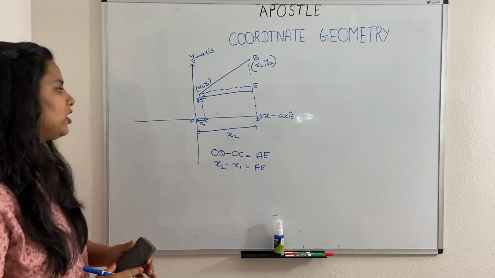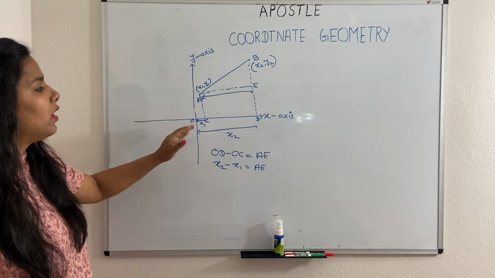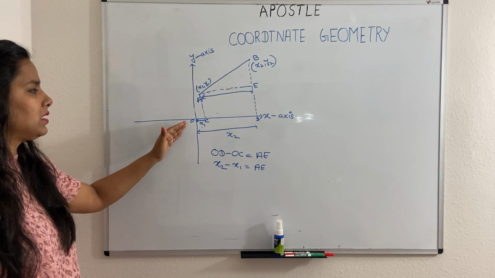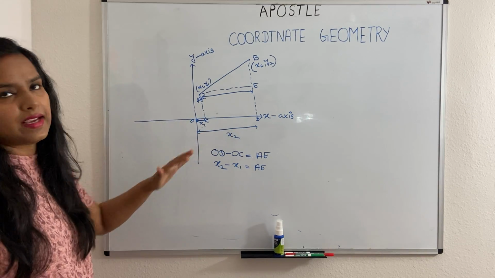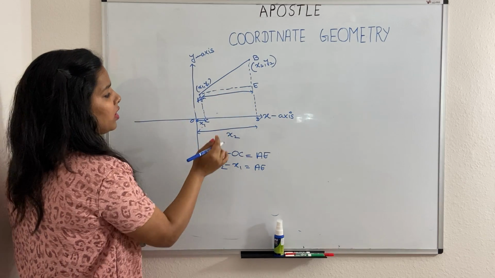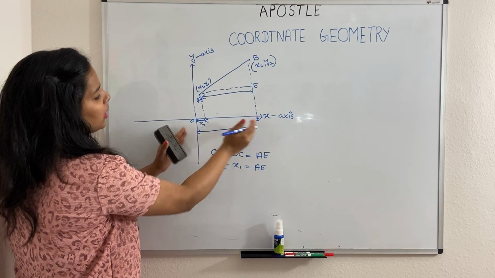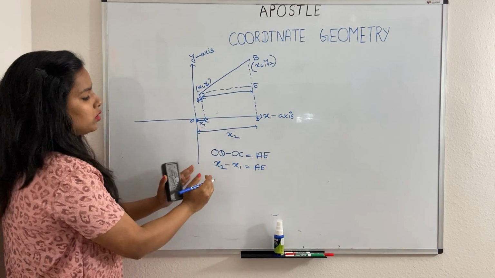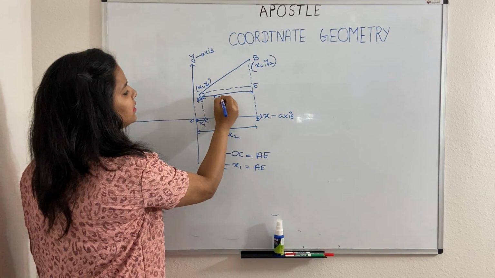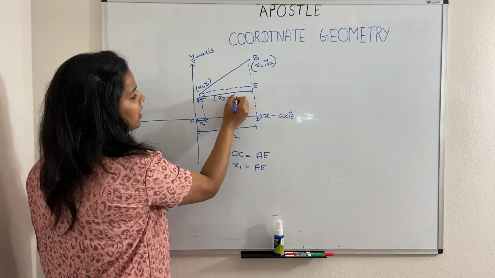Clear? Is there any confusion in this? We take the distance from origin, this is x1, and then we take the distance from origin to OD, that is x2, and we have to calculate now this distance AE. So what is this distance AE? This total minus this small portion. So this is x2 minus x1. So I can write the distance here as x2 minus x1.